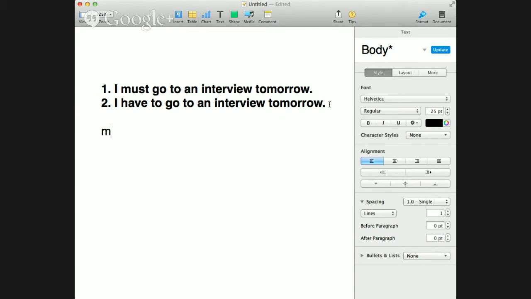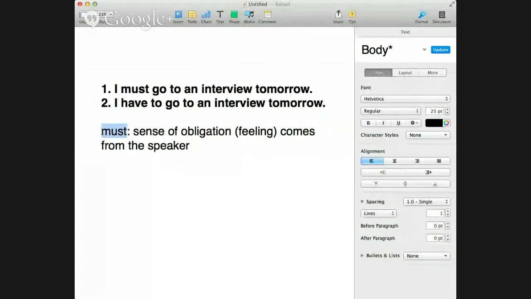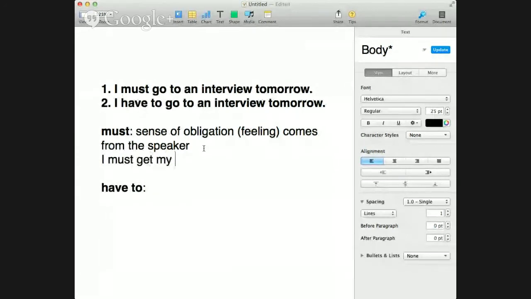So let me clarify that, just repeat it for those of you who are still a bit unsure. If we use the word must, what it basically means is that the sense of obligation, the feeling, comes from the speaker. And this is really, really, really important for native speakers. Because if we say, I must do something, it's almost as if we're trying to remind ourselves that we have to do it. It's something we feel that we should do, okay? So, for example, I might say, oh, I must get my hair cut because I feel my hair is too long and it's annoying me, perhaps.